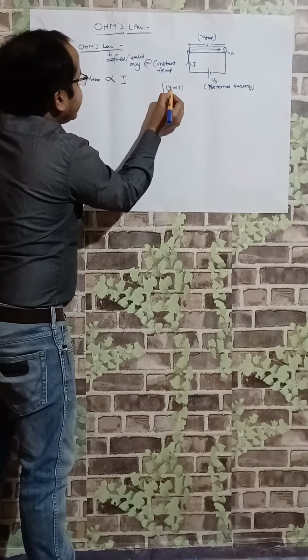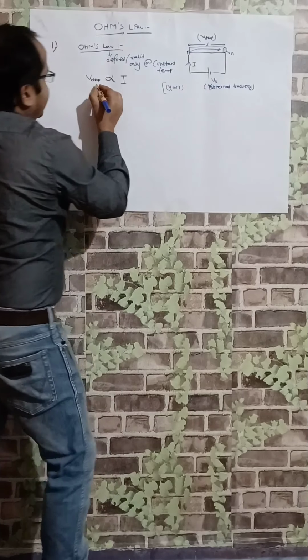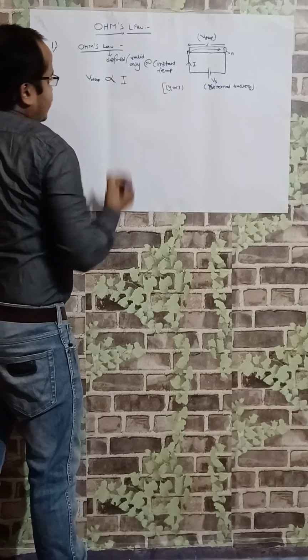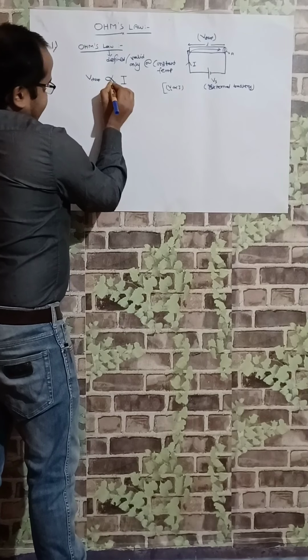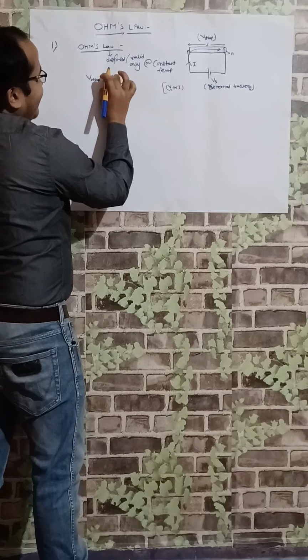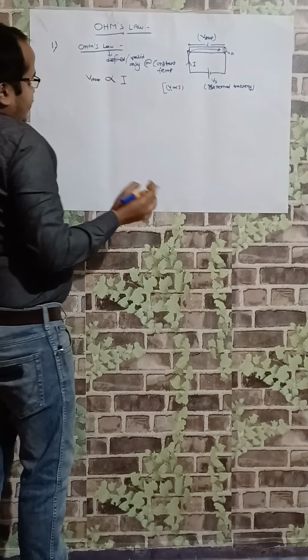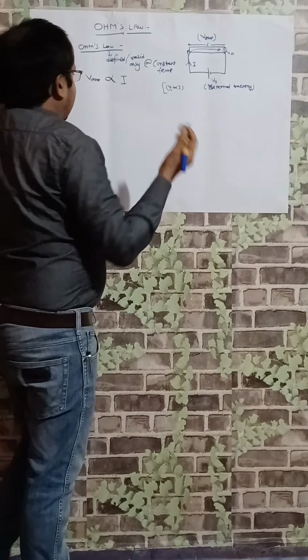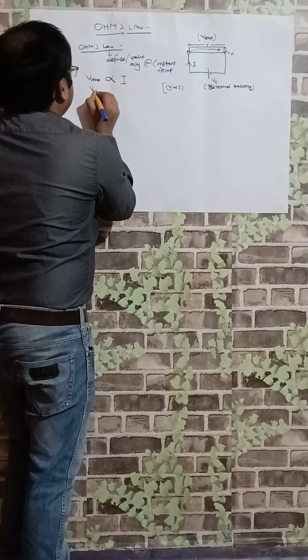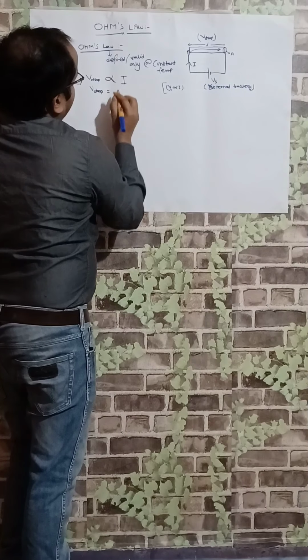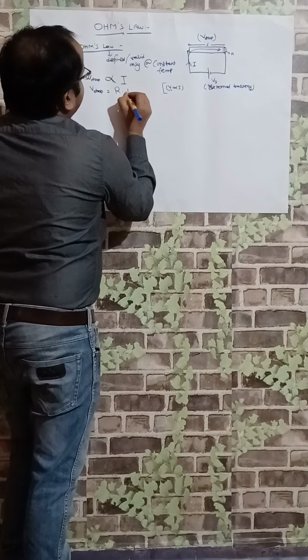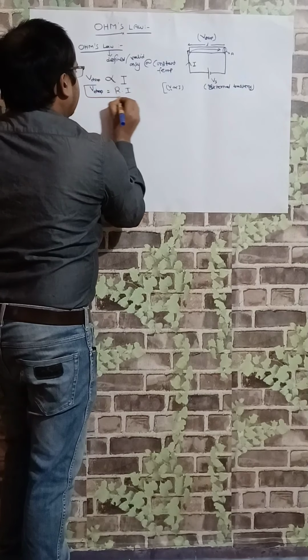So the potential developed, the voltage drop due to this current, is directly proportional to the current passing through this element. So V drop is directly proportional to I. We will have to remove this proportionality, so to remove it, one constant comes into the picture. So V drop is equal to R into I. What is this R?